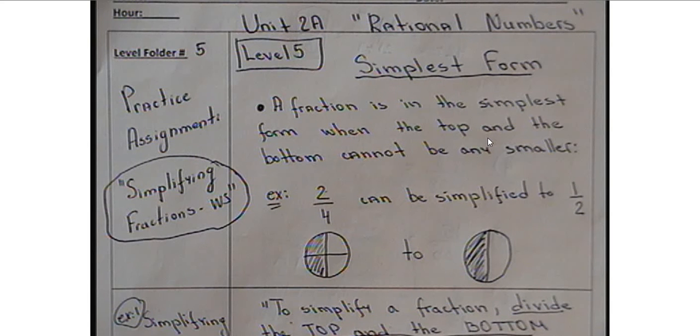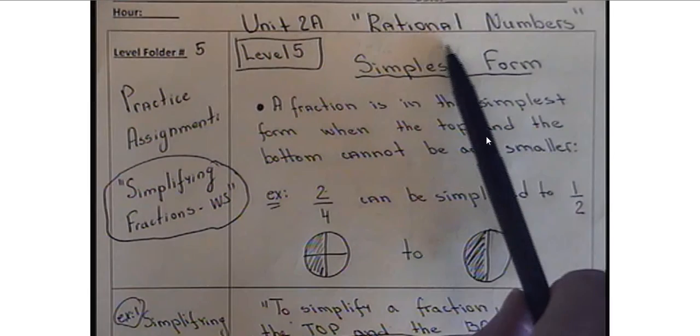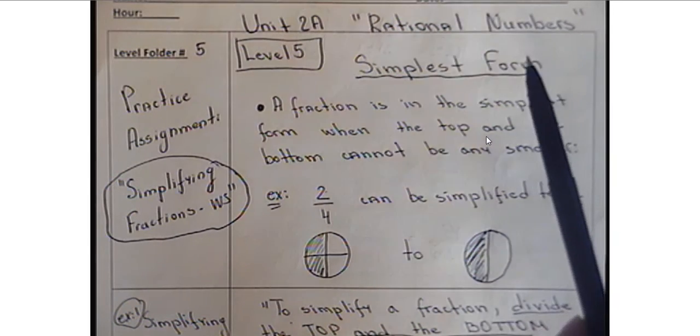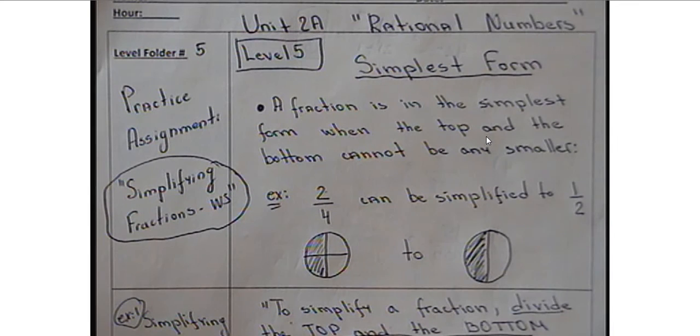Hello, 7th graders. So today's lesson is about simplest form of rational numbers. Well, remember when we started talking about this unit, we said rational numbers are the ones that look like fractions, definitely decimals also, but today we'll stay focused on fractions. So what is the simplest form?